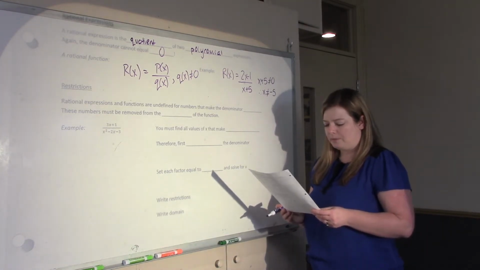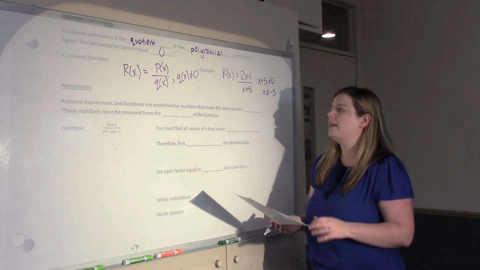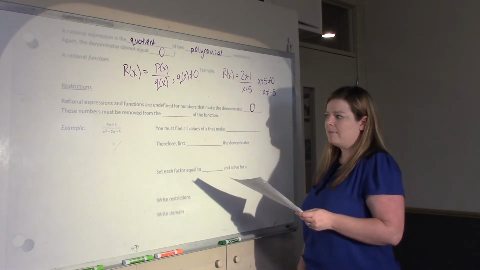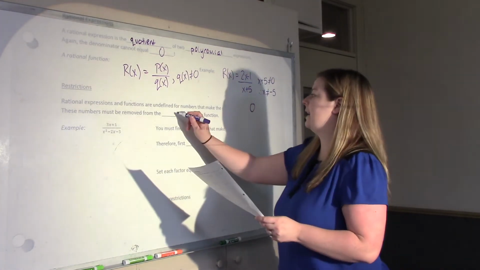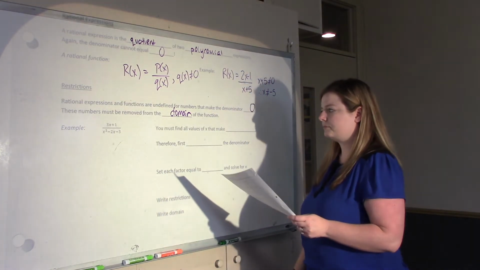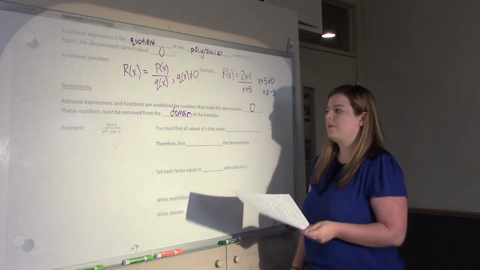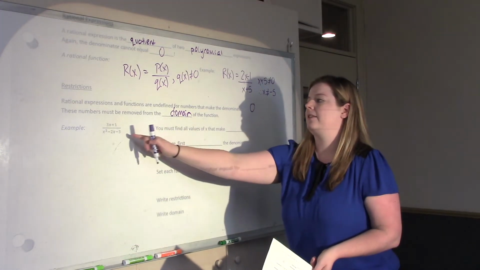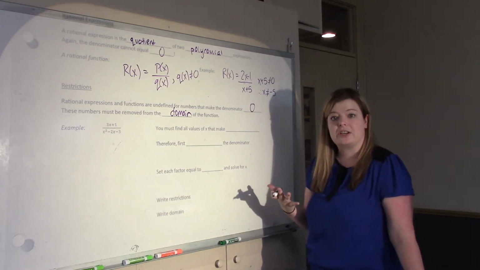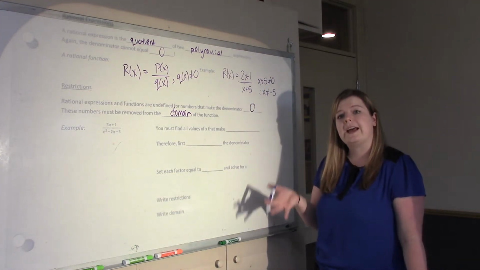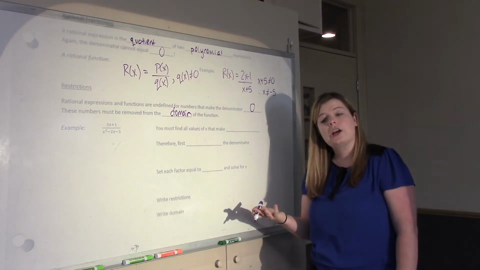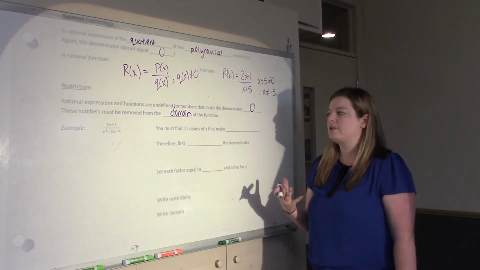Okay? So, rational expressions and functions are undefined for numbers that make the denominator 0. These numbers must be removed from the domain of the function. So, for example, you must find all values that make this denominator equal to 0. Okay? So we're trying to find the restrictions. The restrictions are the x values that make the denominator 0. So we need to find out what those are so we can restrict them from the domain.